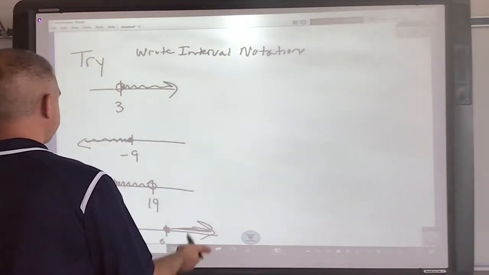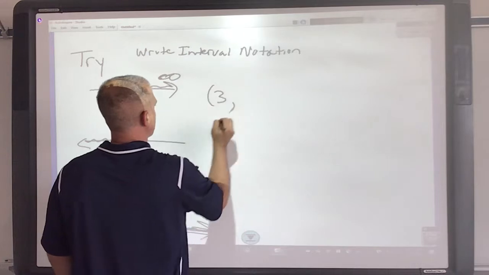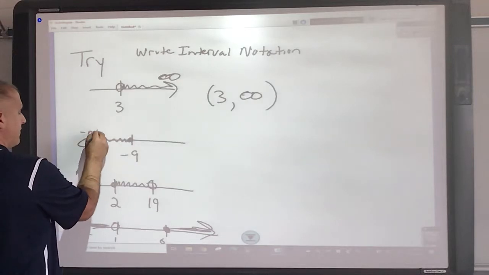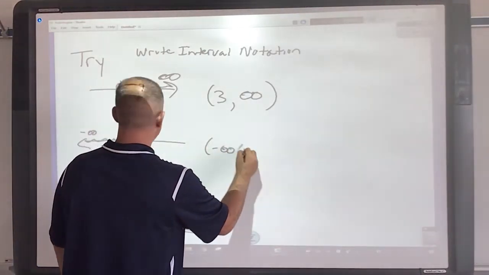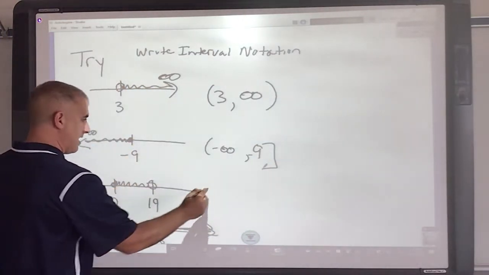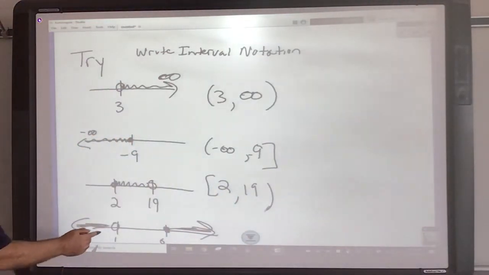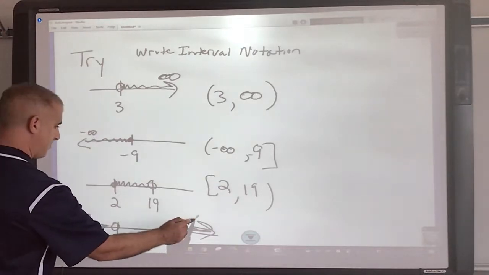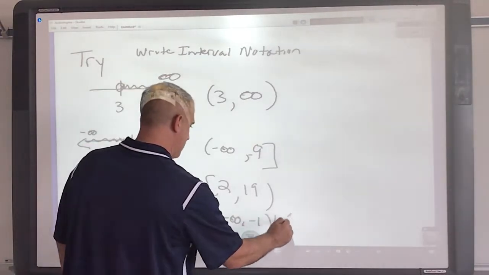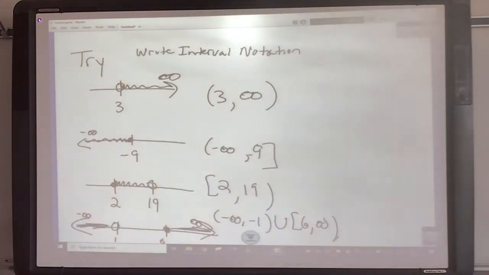Now, this one would be positive infinity. This would be 3, open circle on 3, so it's curved bracket, infinity, curved bracket. This one would be negative infinity because it's the left arrow, negative infinity to negative 9. I'd have a square bracket because that's filled in. This is a little section from 2 to 19, open. This one, I would label negative infinity to negative 1, open, union with this one, which would be 6, closed bracket, infinity. That's interval notation.